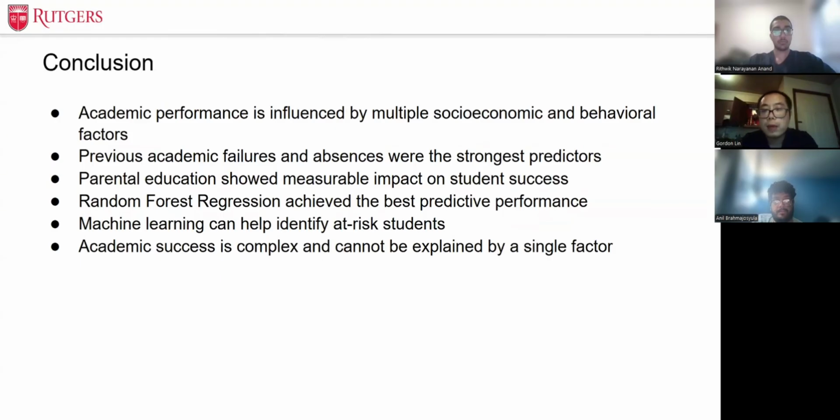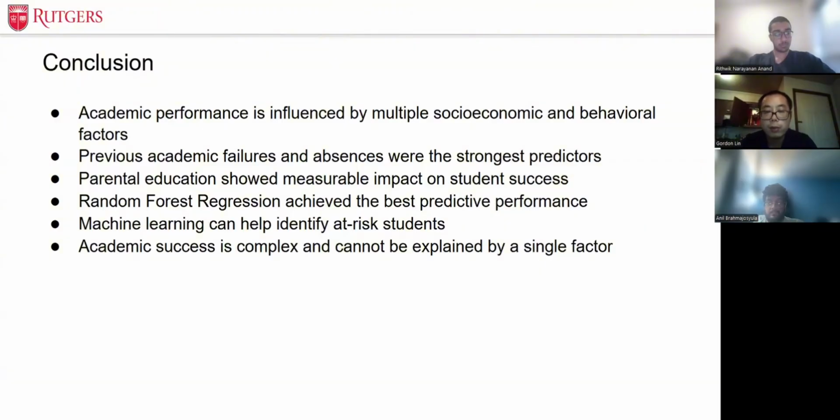So, in conclusion, our study shows that academic performance is influenced by multiple socioeconomic and behavioral factors. It's influenced by a combination of academic history, attendance, behavior, and lifestyle factors, for example. And among the evaluated models, random forest regression achieved the best predictive performance, suggesting that a nonlinear relationship exists between those variables and student outcomes.